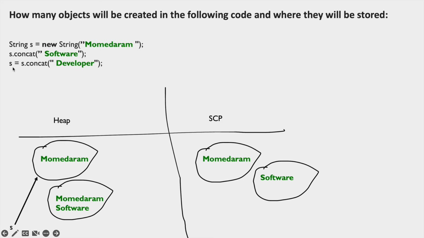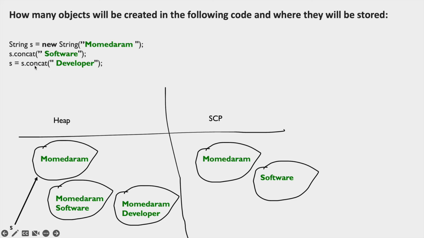In the next statement, if you see s.concat("developer"), here developer is a literal. So first this developer will be created in the string constant pool, and this operation is a runtime operation. So a new object will be created in the heap memory, that is Momedaram developer. So the Momedaram developer object will be created.